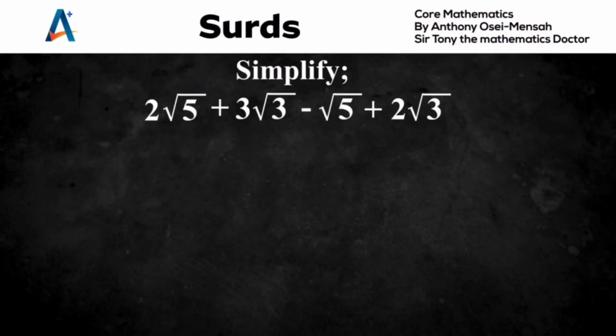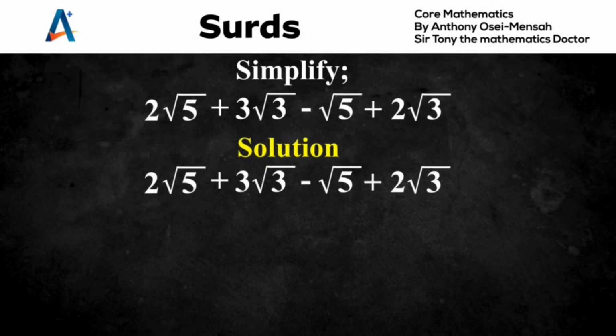This question reads, simplify 2 square root of 5 plus 3 square root of 3 minus root of 5 plus 2 root of 3. Now let us simplify this particular surd question. Solution. We have 2 root of 5 plus 3 root of 3 minus root of 5 plus 2 root of 3. Okay, so now let's get into the solution.